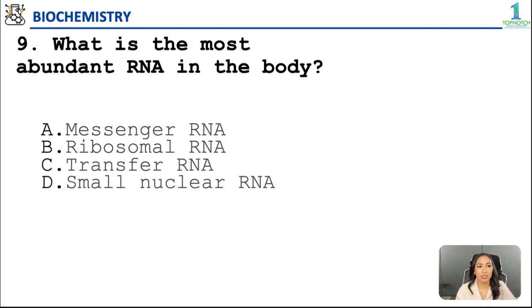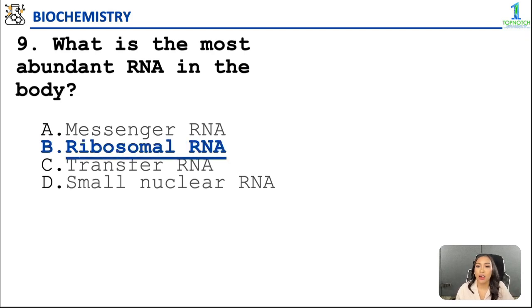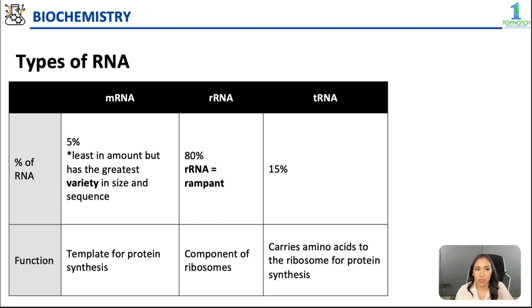Okay, number 9. What is the most abundant RNA in the body? Recall? It's the ribosomal RNA. So let's look at this summary table of the types of RNA. So mRNA, 5% lang siya. It has the least in amount but has the greatest variety in size and sequence. And it functions as the template for protein synthesis. rRNA, 80%. Rampant, and is a component of ribosomes. tRNA, 15%, functions as the carrier of amino acids to the ribosome for protein synthesis.